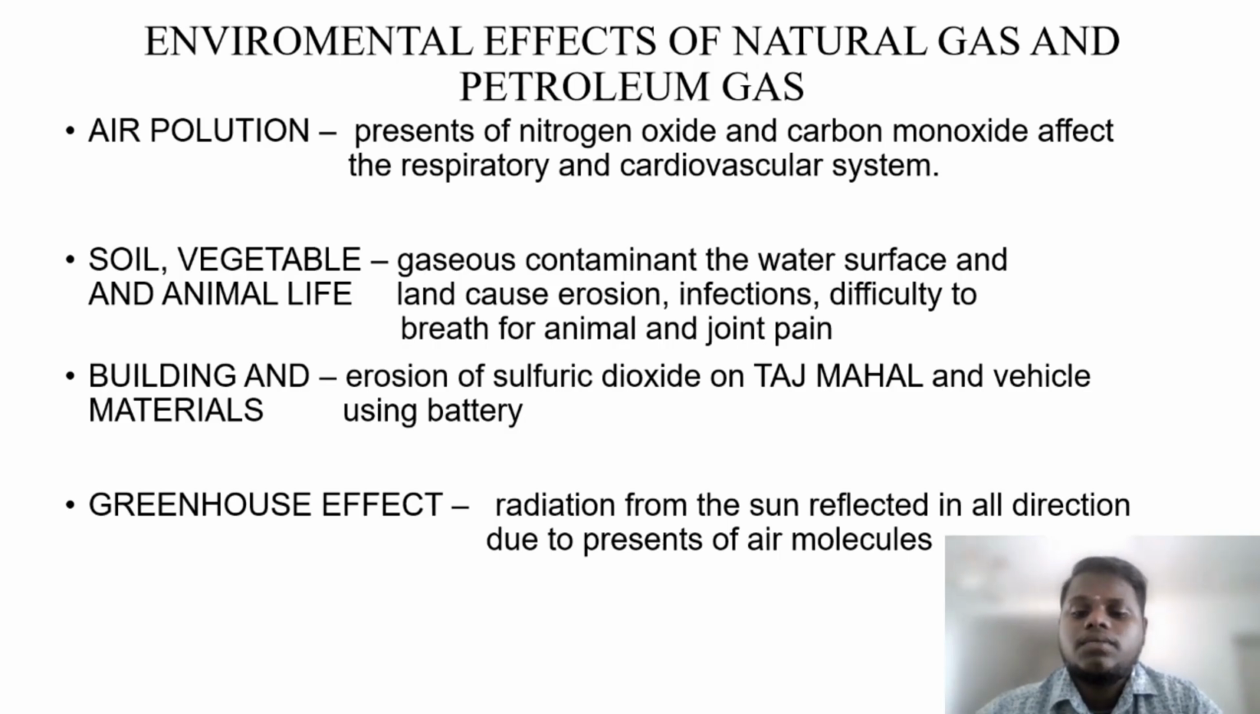So the radiation from the sun is reflected in all directions due to the presence of air molecules. The gases have air molecules, so because of the air molecules, the radiation coming from the sun can cause reflection and increase the temperature in the surrounding systems. So these are the effects on the environment due to natural gas and also petroleum gas. Thank you from us. Bye.